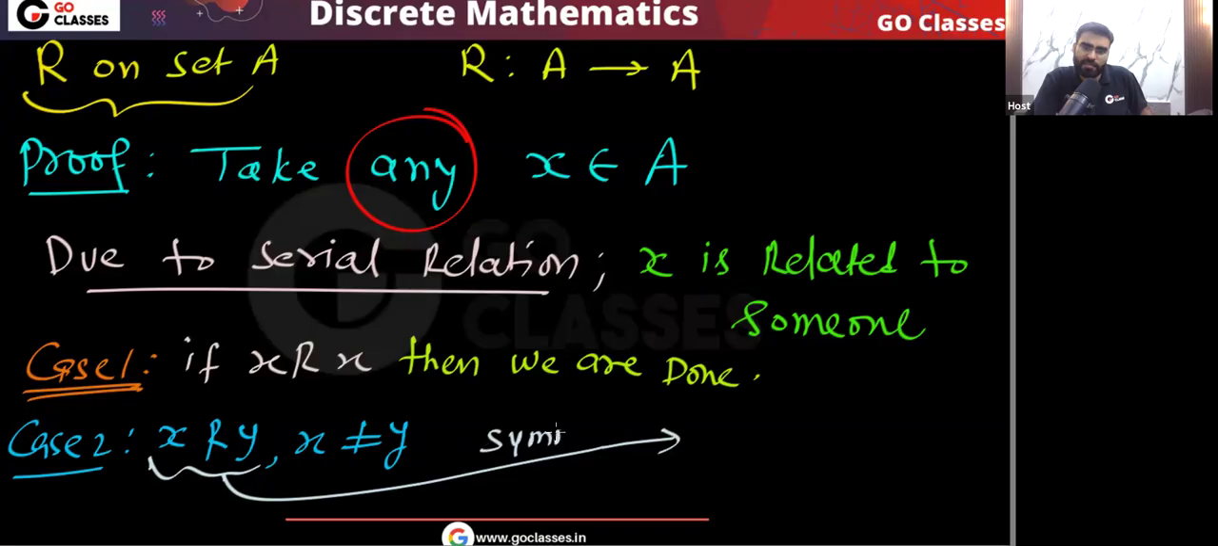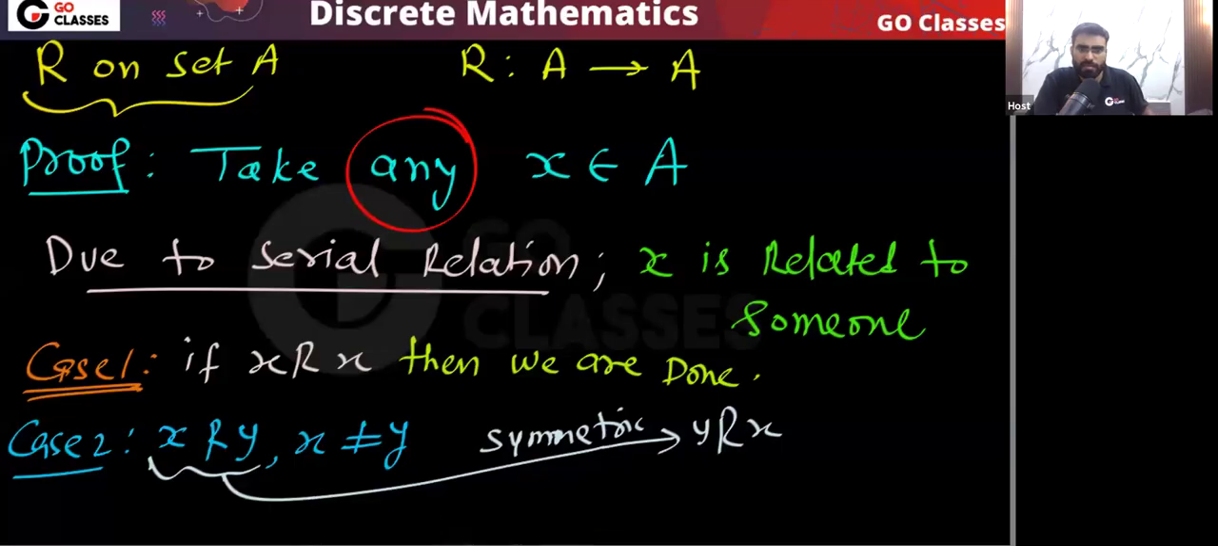Because of symmetric, please tell me, because of symmetric, what will happen? Because of symmetric, y will be related to x. Yes or no? Now you have x related to y related to x. Okay. So now what you have? Now you have x related to y related to x.